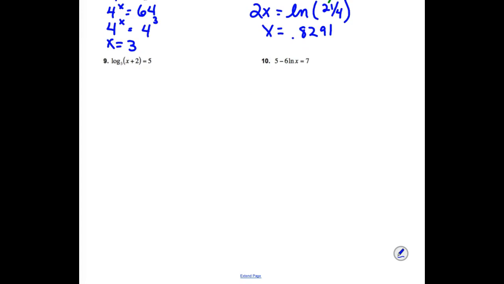Question 9. Log base 3 of x plus 2 equals 5. It is already a log equation. We solve log equations by converting them to their exponential form. So 3 to the 5th power has to get us to x plus 2. Remember that the answer to a log statement is always a power. 3 to the 5th is 243.